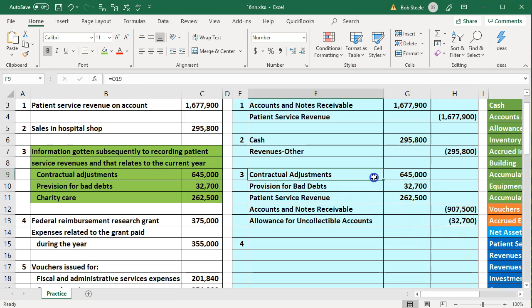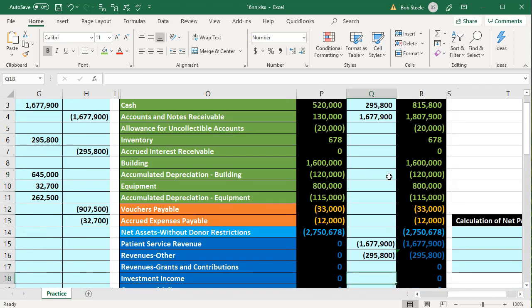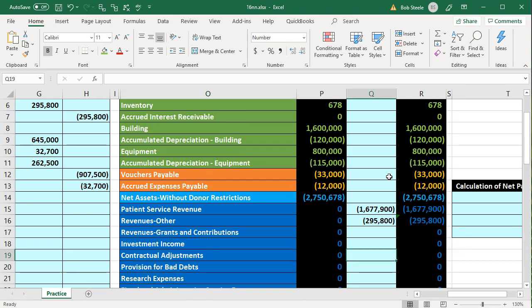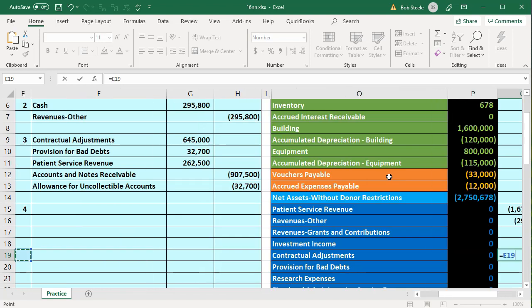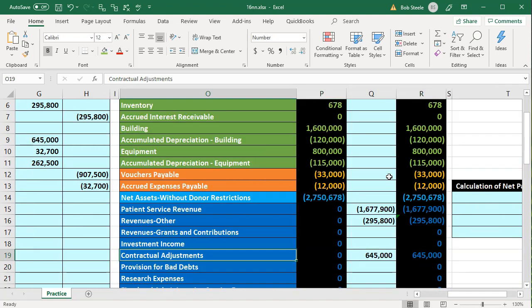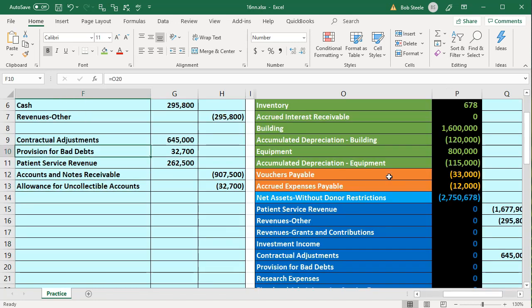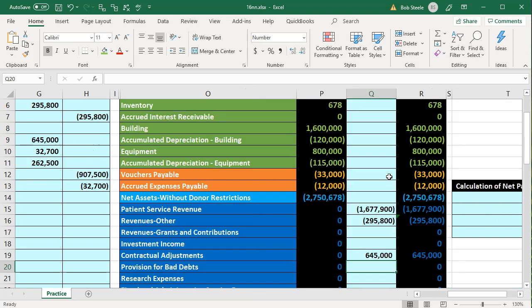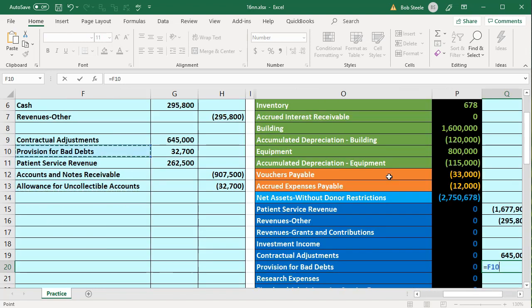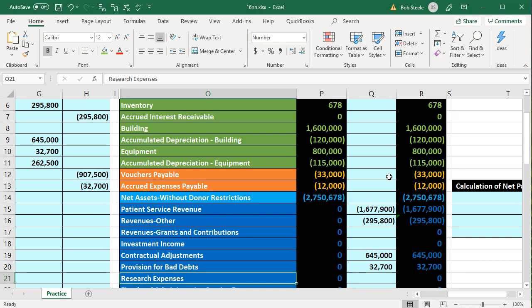Okay, let's go ahead and post this. We got first the contract adjustments. That's going to be down here. So contract adjustments is going to be in cell Q19. Within Q19, we're going to say equals. Scroll back over to those contract adjustments and enter. So we've increased that amount. Then we want the provision for bad debts. The provision for bad debts is going to be down in cell Q20. So within Q20, we will say equals. Scroll back up to that 32,700 and enter.